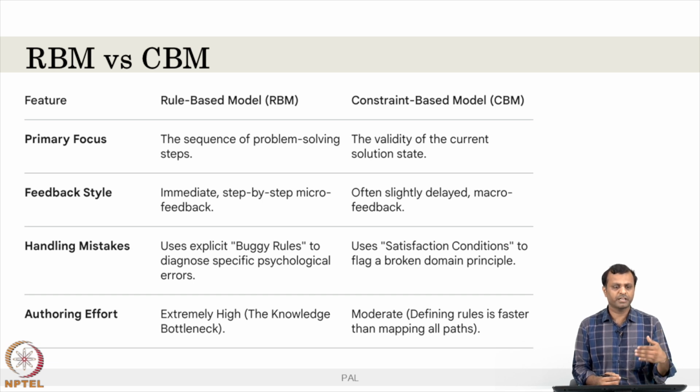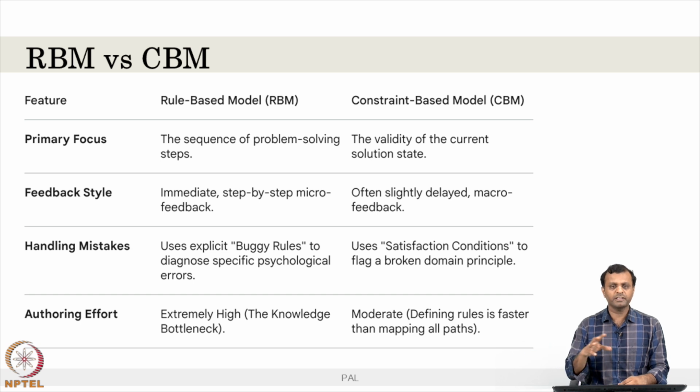To make it clear, the primary focus in the rule-based model is the sequence of problem steps. Like step 1, then step 2, then step 3. Whereas in the constraint-based model, we don't worry about the steps you followed. Instead, the key goal is whether the solution is valid or not. The feedback is immediate at each step. If you fail or apply a buggy rule, it gives feedback at that particular step.